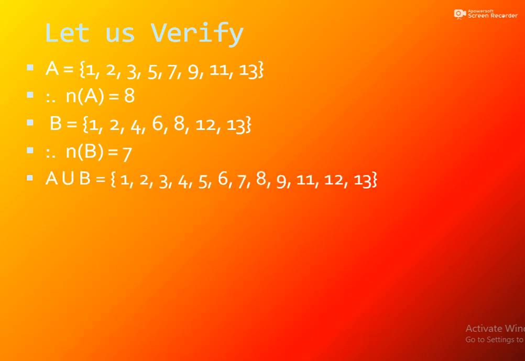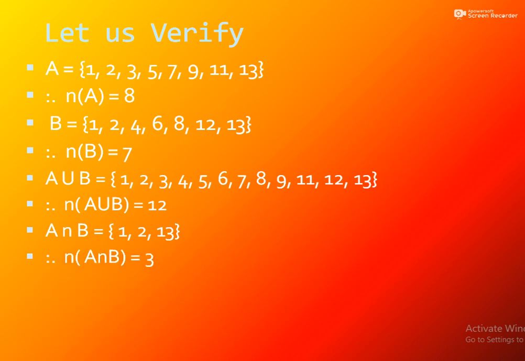Now, let us see A union B. Combine all the elements. Don't repeat the common elements. So n(A union B) is 12. For A intersection B, check the common elements, that is 1, 2 and 13. That's why n(A intersection B) is 3. So let us check n(A) plus n(B). n(A) is 8 and n(B) is 7. 8 plus 7 is 15.